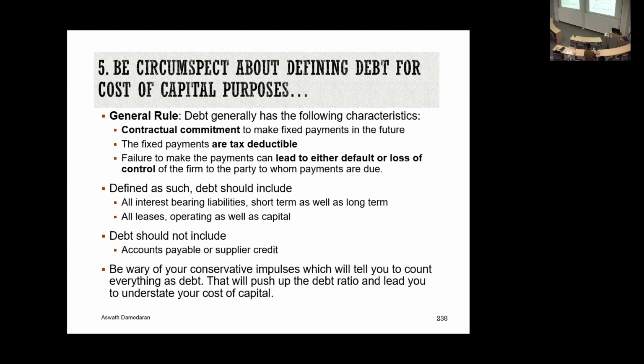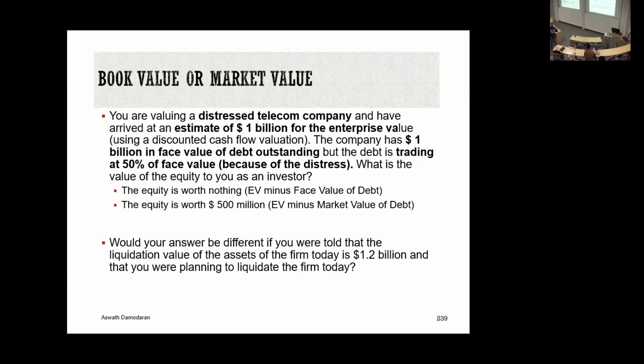But let's say you use that, come up with the cost of capital. You value the business, and then you say, what should I subtract out? Things get messier. And let's talk about what. Let's suppose that you take the free cash flow to the firm for a telecom company. It's a distressed telecom company. Okay? And you come up with $1 billion in value for the operating assets. Let's say this company has $1 billion in book value of debt, but because it's distressed, that debt is trading at half of book value.